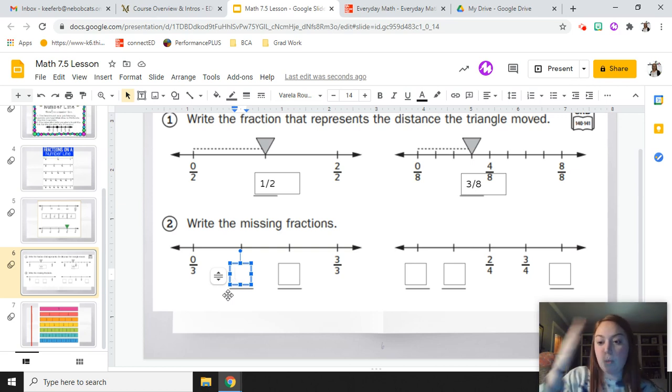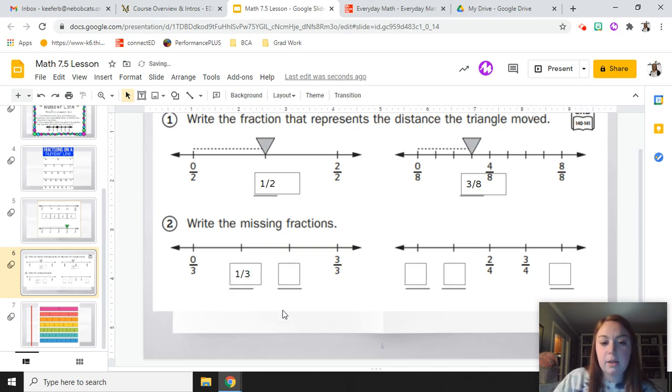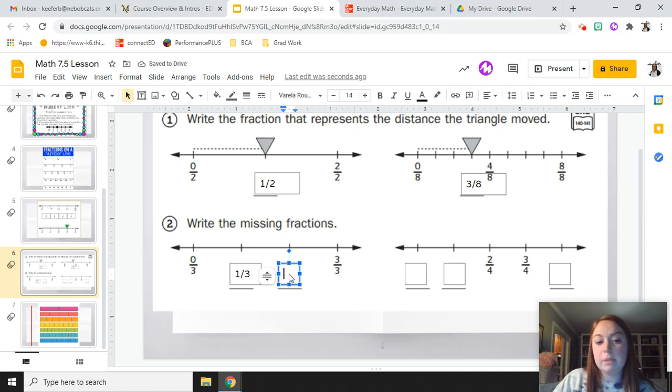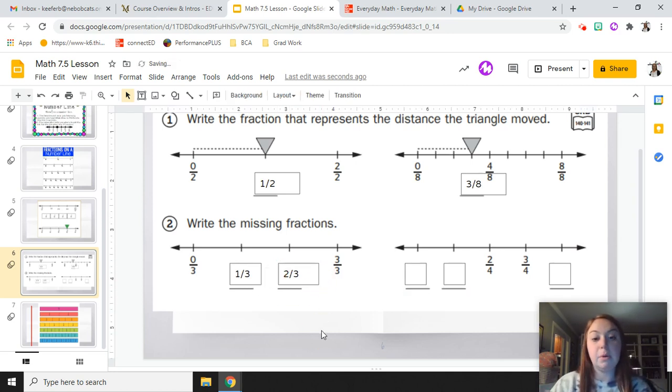So if we just jumped one space over, we would have 1/3. And then if we have one more space, we would have 2/3. And then our last one would be 3/3. But see how each time the space is different. See how big it is for 1/2, but then how small it is for the eighths. It's because, same with the fraction strips, the larger your denominator, the smaller the spaces on the number line.